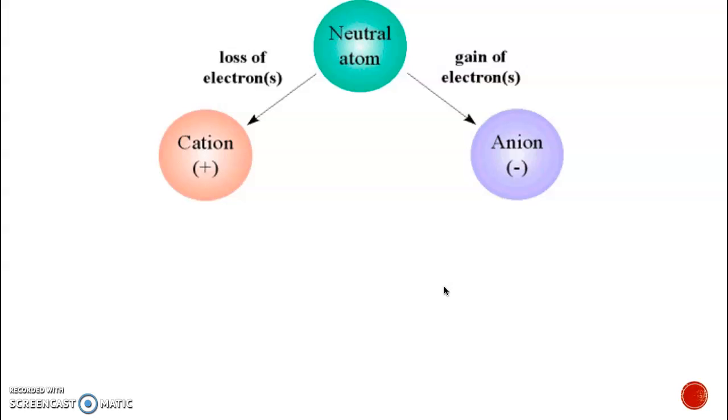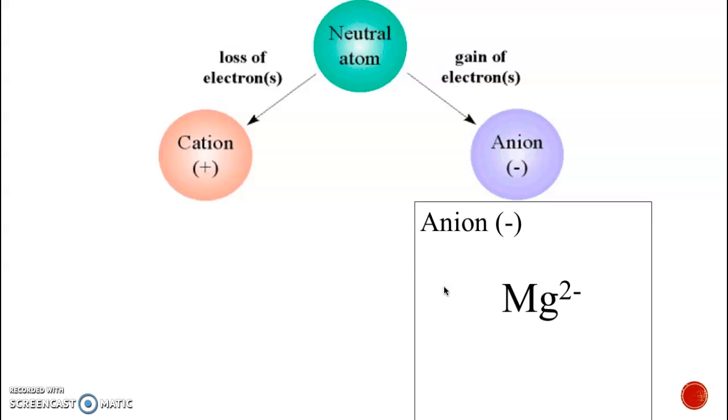So remember, our protons are supposed to be equal to our electrons. But when we lose electrons, we become more positive because we have more protons than electrons. Now, if we gain electrons, we become more negative because now we have more negatives than positives.